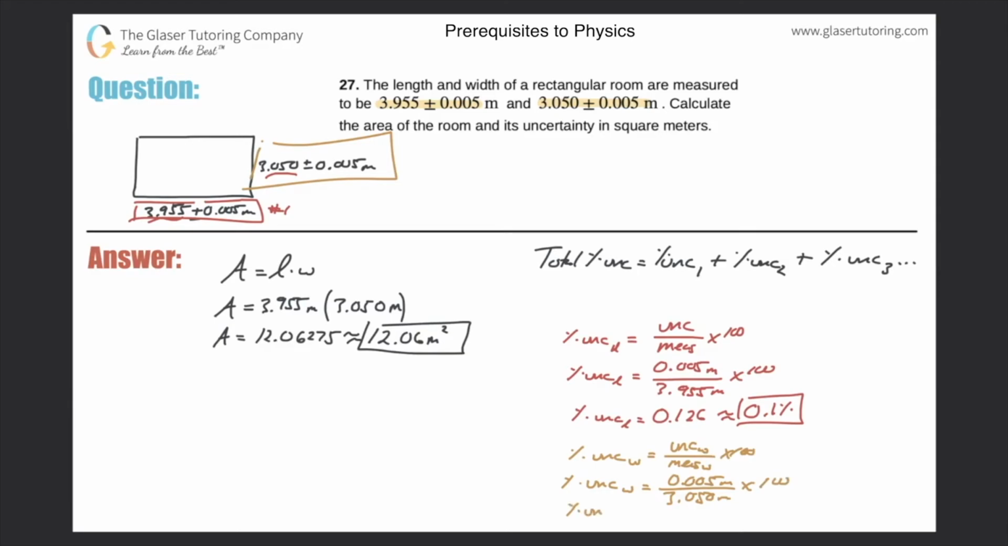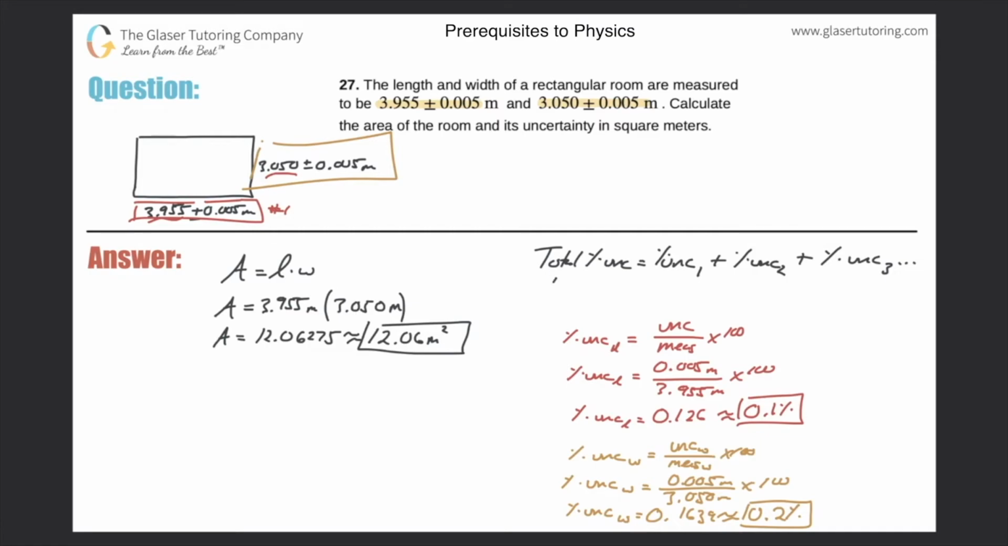So the percent uncertainty associated with the width is equal to, take out your calculator again, 0.005 divided by 3.050, multiplied by 100, and it comes out to be 0.1639, etc. And we have to round this to 1 sig fig, again because there's 1 sig fig in the numerator. So it works out to be 0.2%.